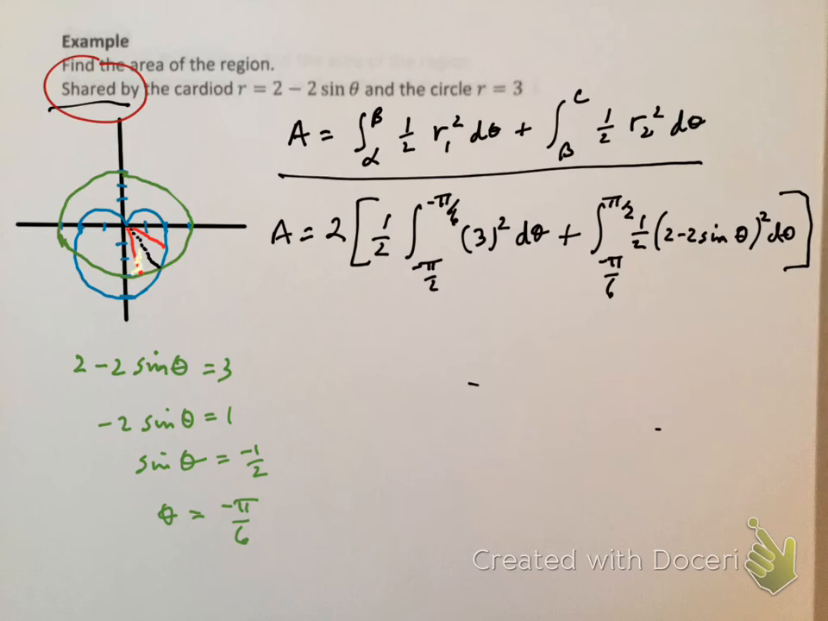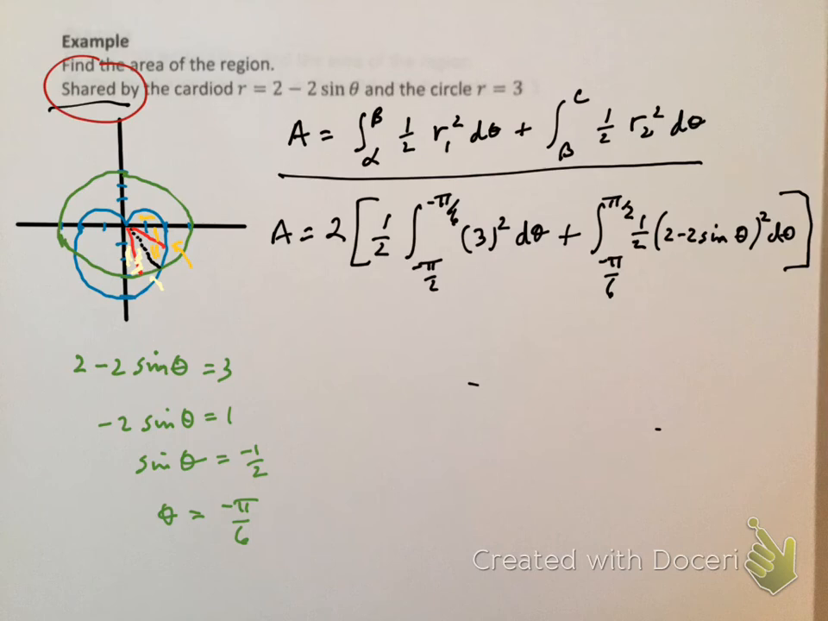This region right here is going to have a boundary that is going to be the circle. The circle is the green one. And then the other one, that's going to have a boundary for this part. That is going to be this orange one, and the boundary is going to be the cardioid.